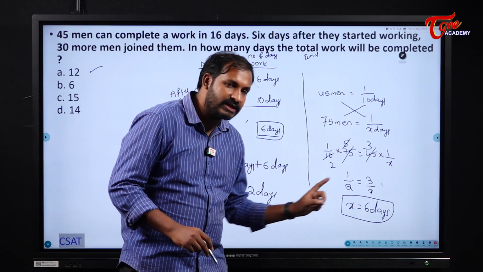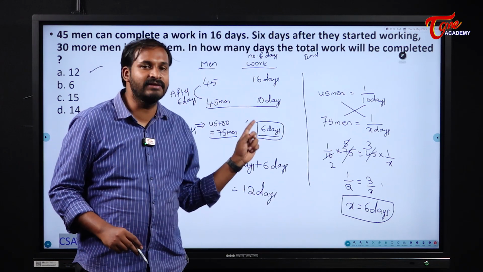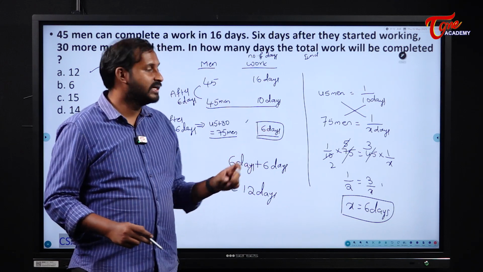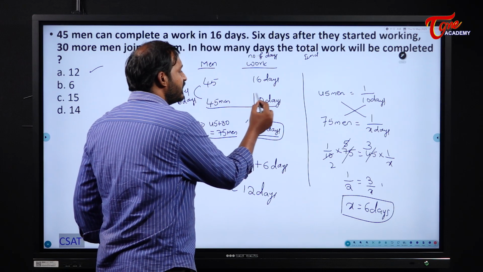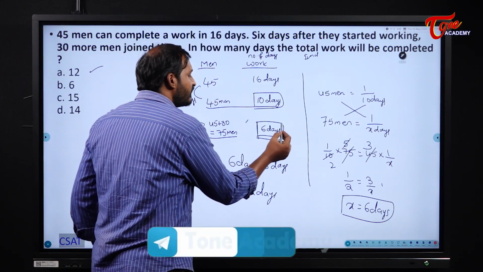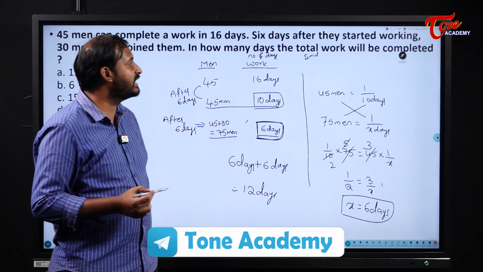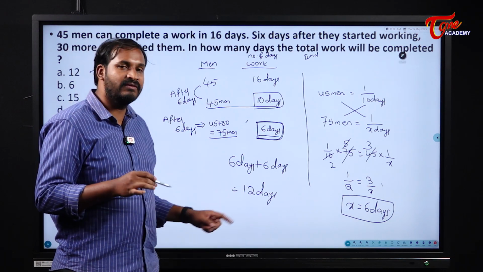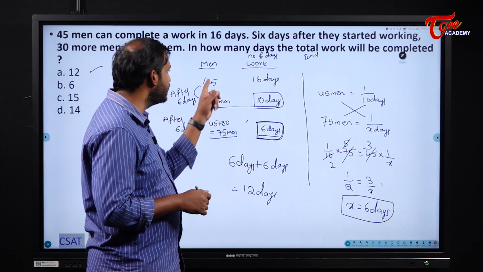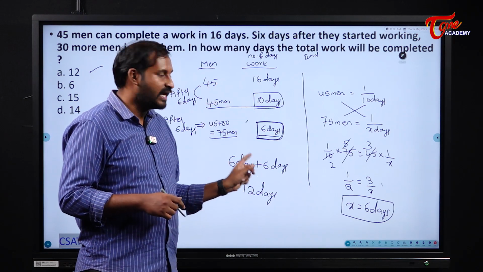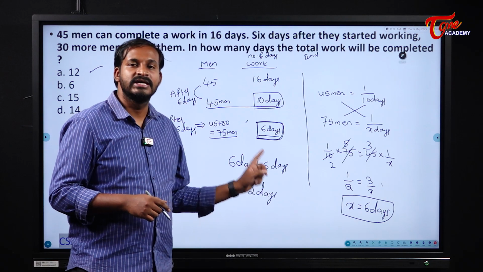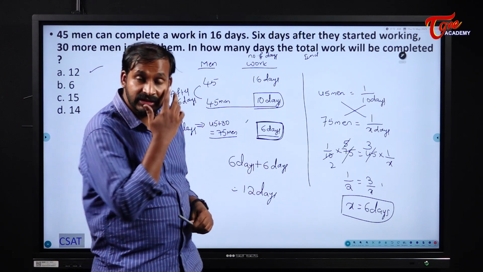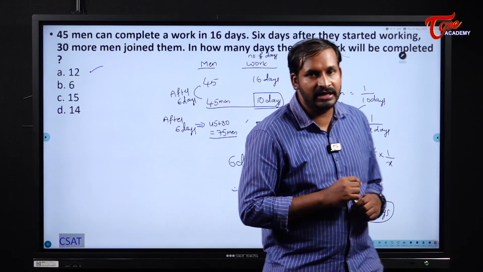So what is the x I got here? 6 days. That means the remaining work will be finished in 6 days. The work which was done by 45 men in 10 days will be done by 75 men in 6 days. But they are asking us in how many days the total work will be finished. The total work will be finished in 12 days. Why? Because initially 45 men worked for 6 days and then later 75 men worked for 6 more days. So the total time taken here will become 12 days. Understood?